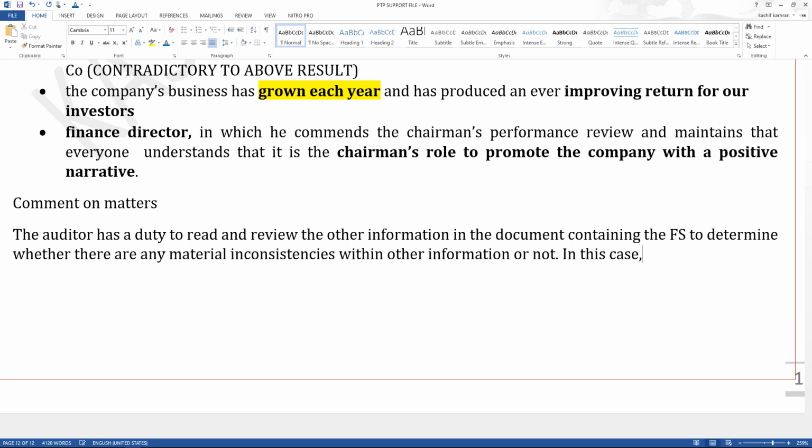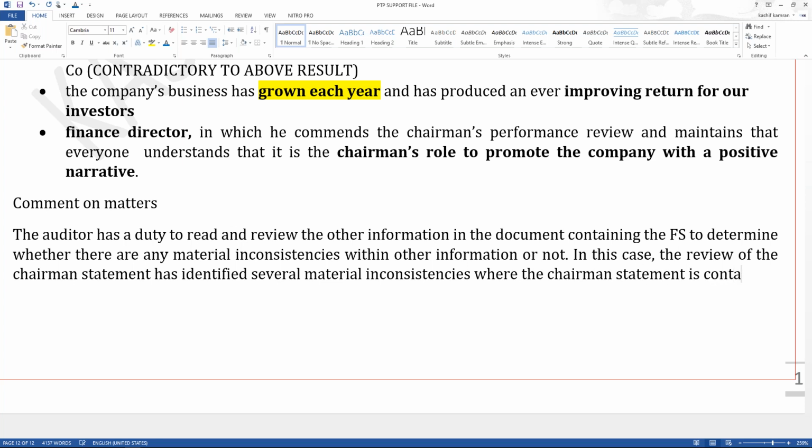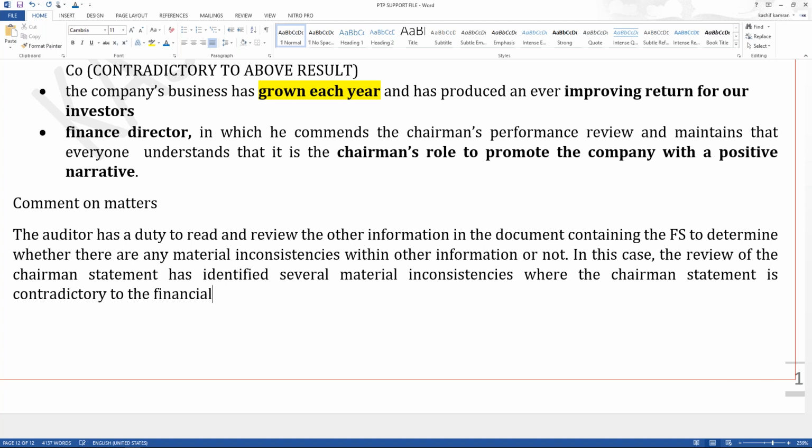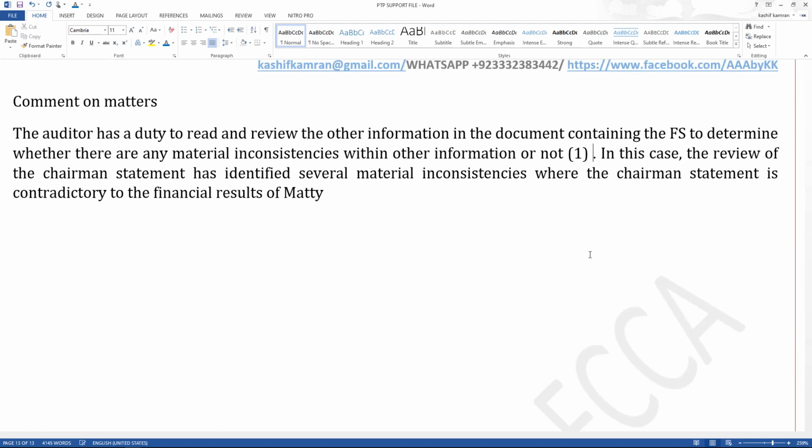In this case, the review of the chairman's statement has identified several material inconsistencies where the chairman's statement is contradictory to the financial results of METI. So you first started with the general responsibility of the auditor by telling the auditing standard. You got 1 mark for that. Then you tell, in this case, the review of the chairman's statement has identified several material inconsistencies where the chairman's statement is contradictory to the financial results of METI.